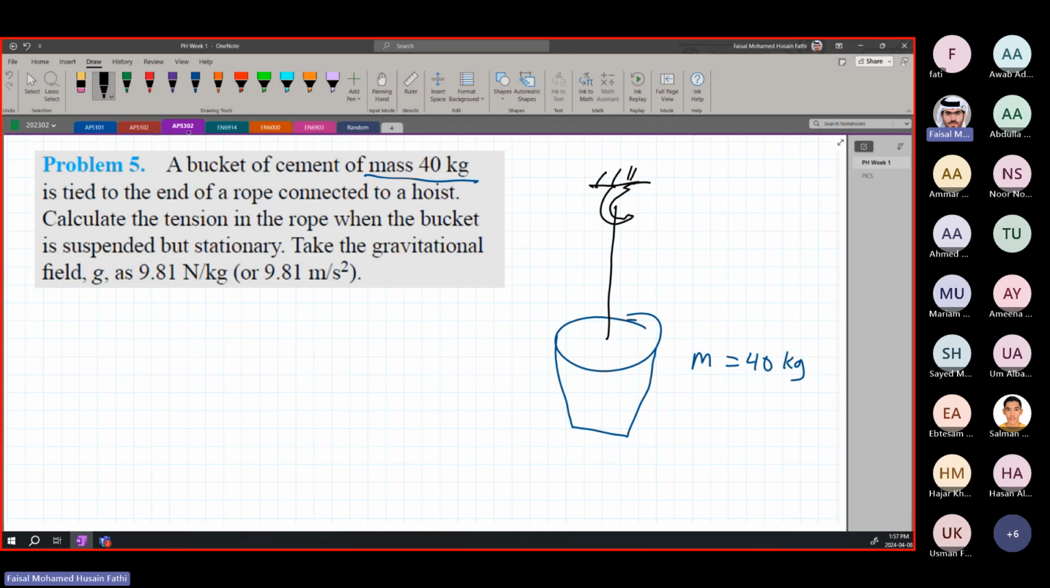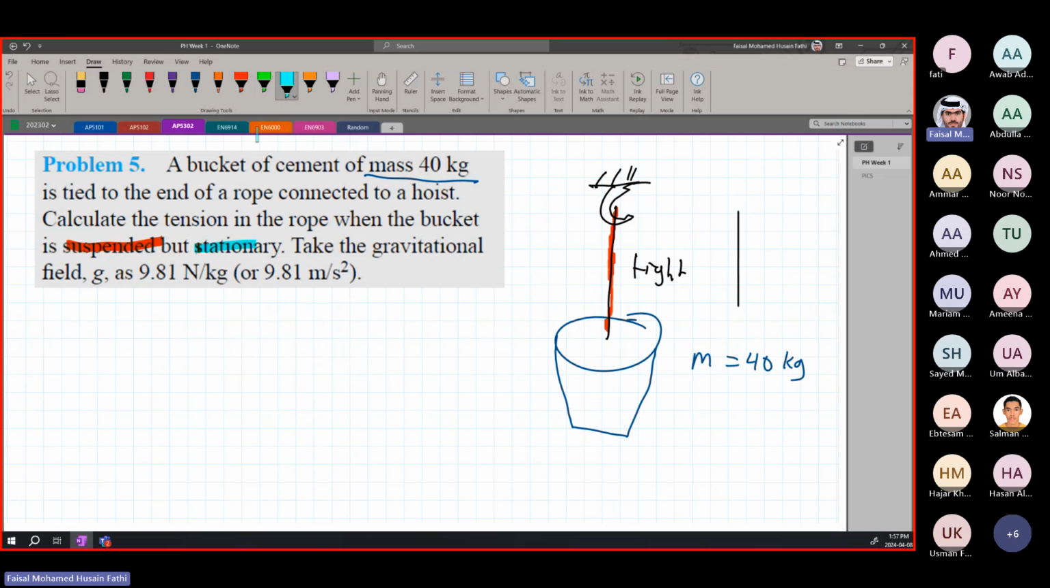Suspended, but stationary. What does suspended mean? Suspended means that this rope is on a straight line. It is being taut, all right, so it is a tight rope, exactly straight. This is how the rope is. This is what suspended means. Suspended means it is being suspended like this from up to down, but stationary.